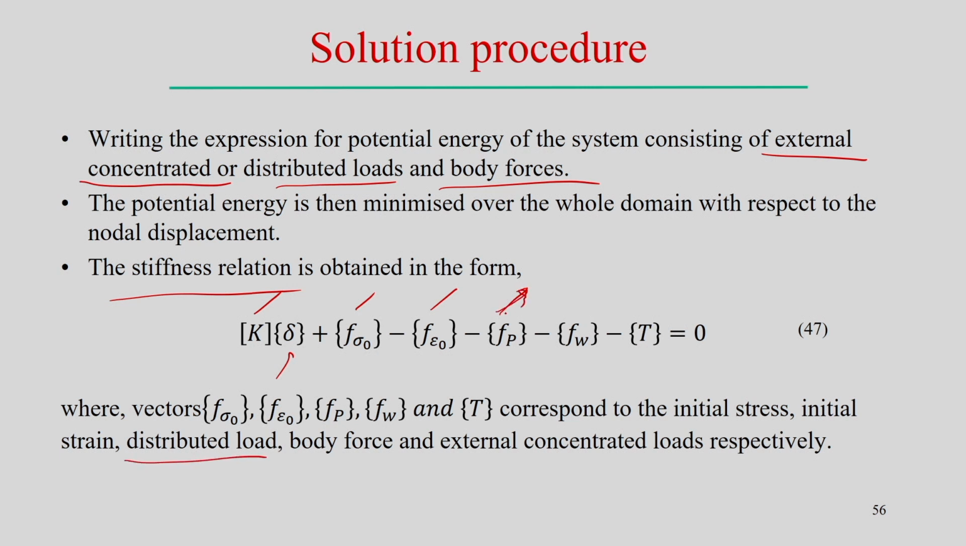So, due to the distributed load, this column vector comes, and Fw is basically due to the body forces. If there is a concentrated load, T represents the concentrated load, but that concentrated load should be defined exactly on the node point. Then we can use this relation, K, the stiffness matrix, corresponding to the initial stress, strain and the concentrated load, and this is the final expression of this matrix.